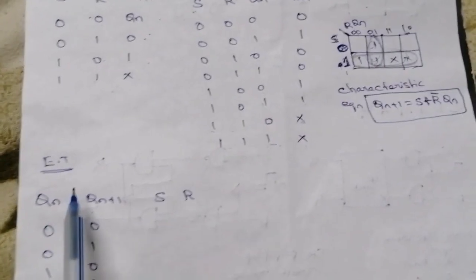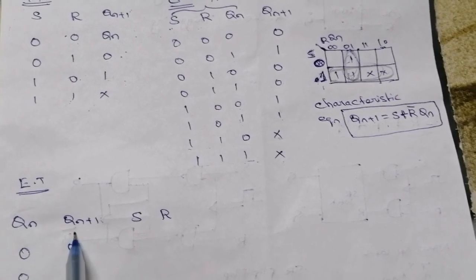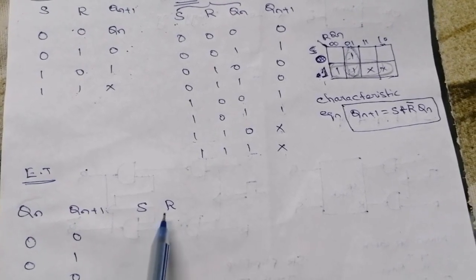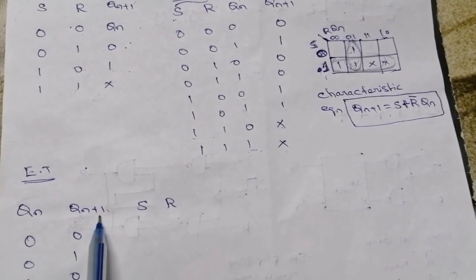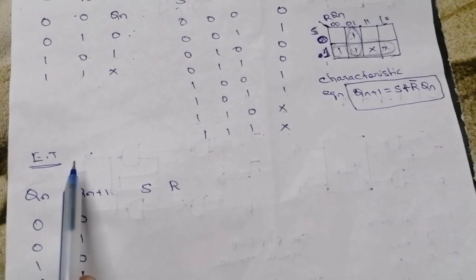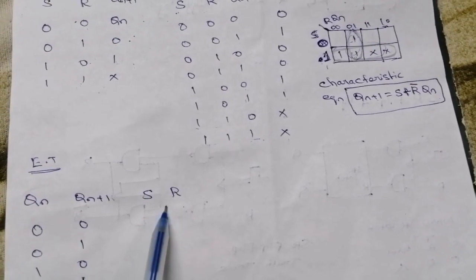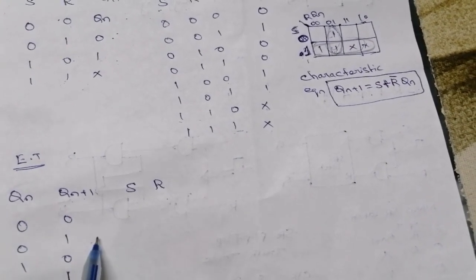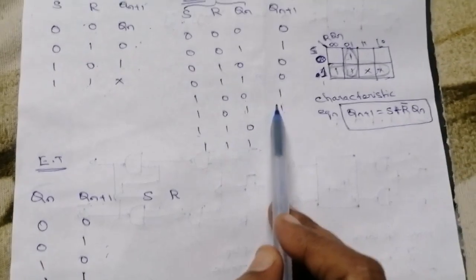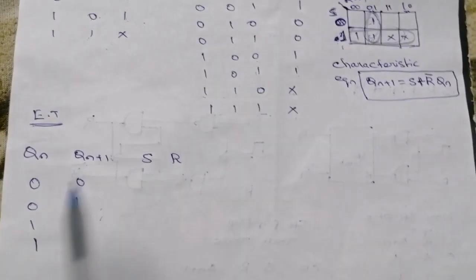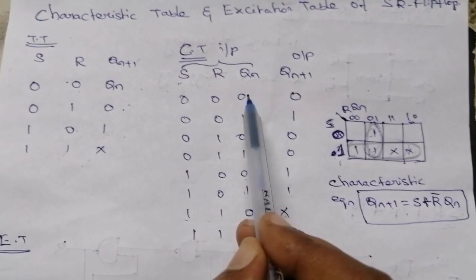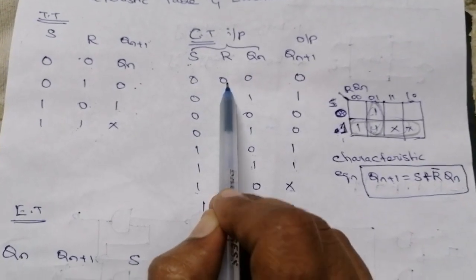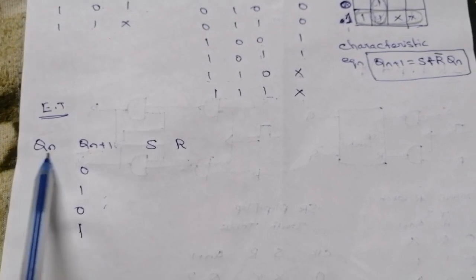Next one is the excitation table. The excitation table is used to find the flip-flop input conditions with the known values of past output and next output, right? So the excitation table is mainly used to find the flip-flop inputs with the known values of Qn and Qn plus 1. This excitation table is also determined from the characteristics table, right? In this excitation table the inputs are Qn and Qn plus 1.